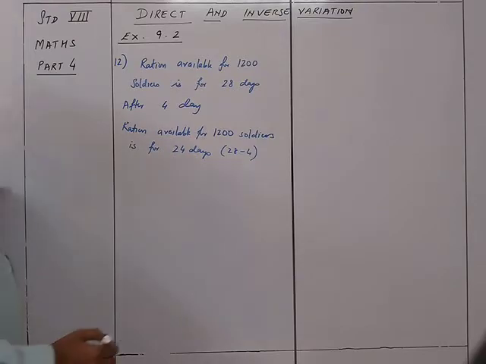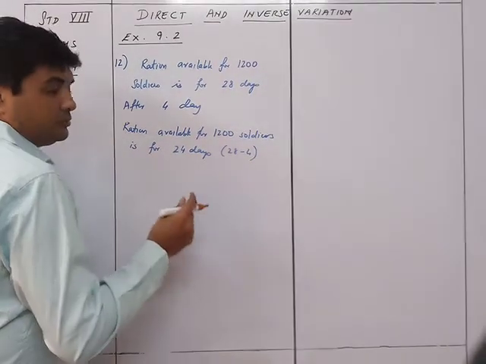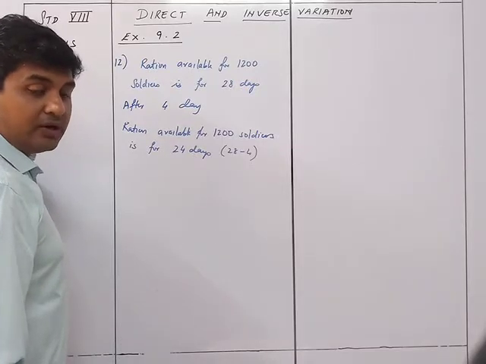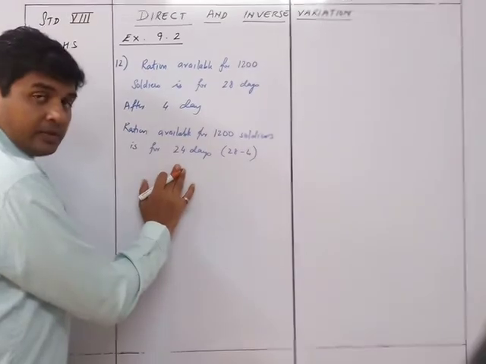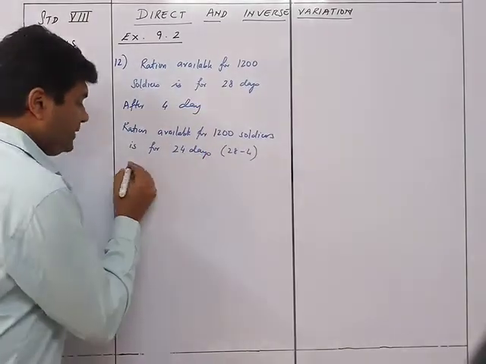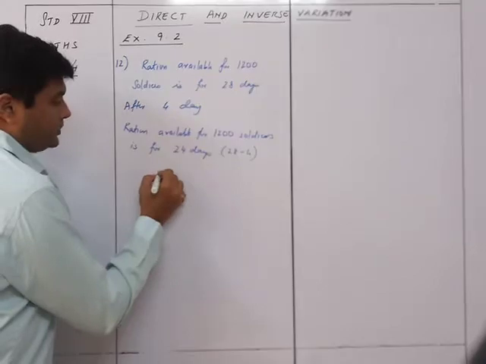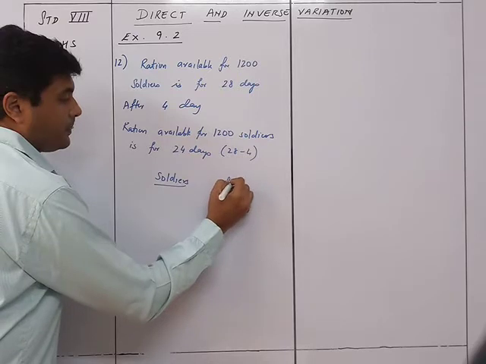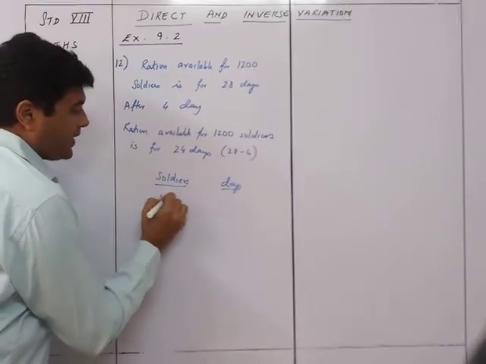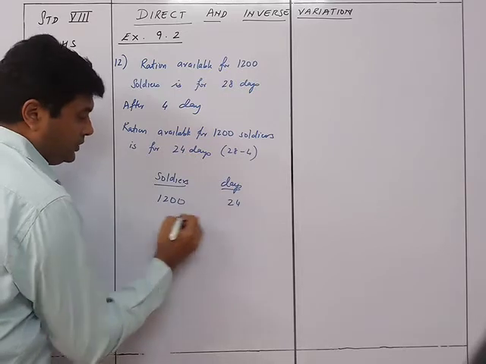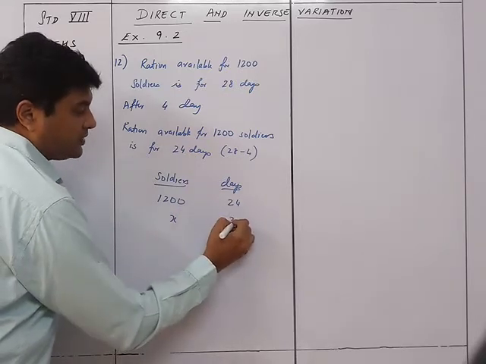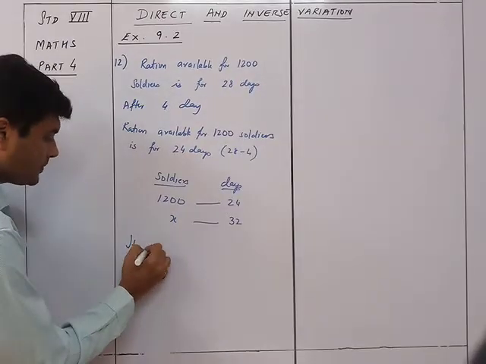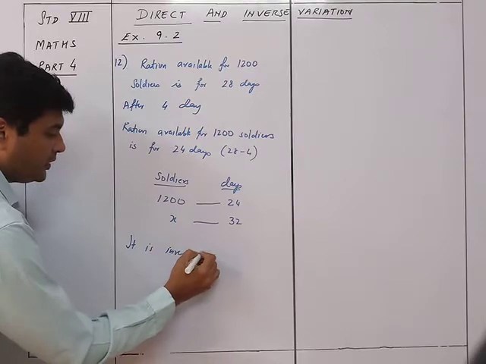Okay, so we know that the number of days it is going to last will be for 32 more days. Instead of 24 days, it is going to last for 32 days. So we know that over here, it will be soldiers and days. If the soldiers were 1,200, the days was 24. If the soldiers are X, the days will be 32. Okay, so it is inverse variation.